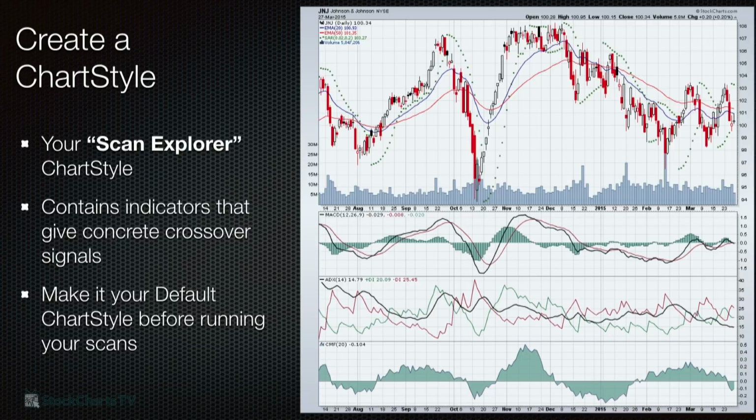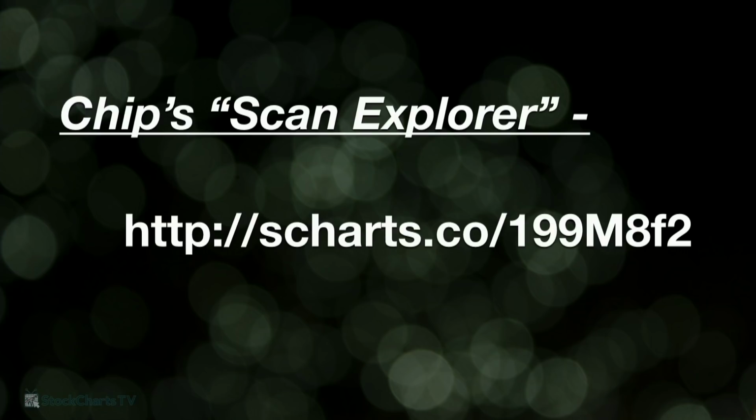And my recommendation is when you find a set of indicators that you like and that you're testing as a setup, go ahead and make those your default chart style so that all of your charts will come up with those particular settings. Those settings I just showed you, by the way, and here we go, we'll put this in the chat window. I've got available for you.